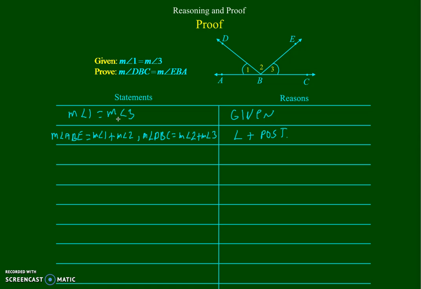I'm going to substitute the measure of angle 3 for the measure of angle 1 right here. I could have substituted the measure of angle 1 in here. It really doesn't matter. It's pure style. But that's what I'm going to do next. So now we've changed this statement to be this statement. I've substituted angle 3 for angle 1. So angle 3 replaced that angle 1 right there. And now ABE is angle 3 plus angle 2. And now we have DBC is angle 2 plus angle 3.